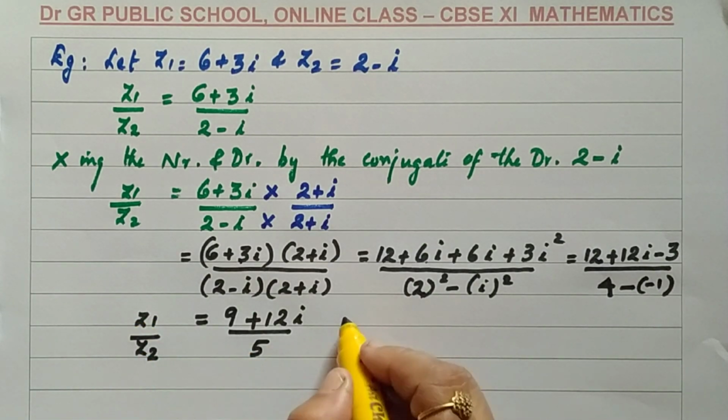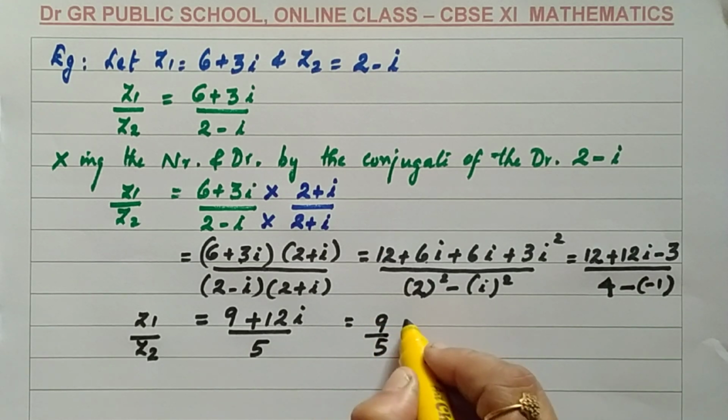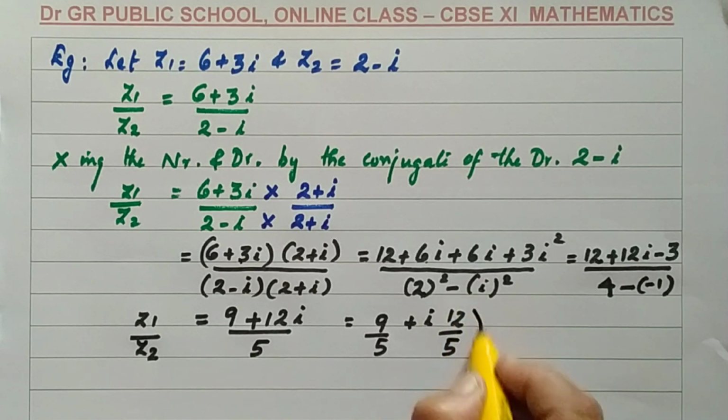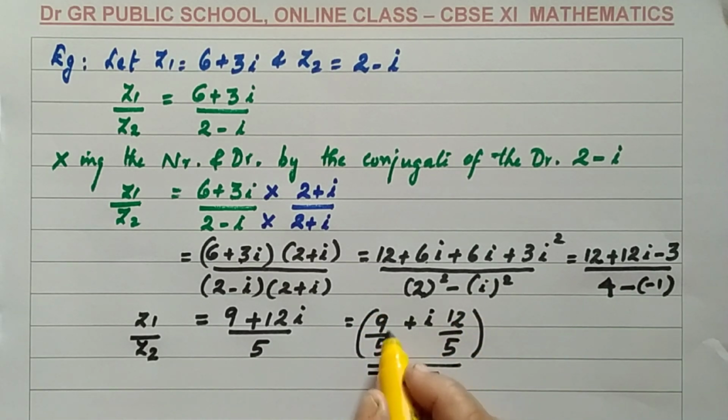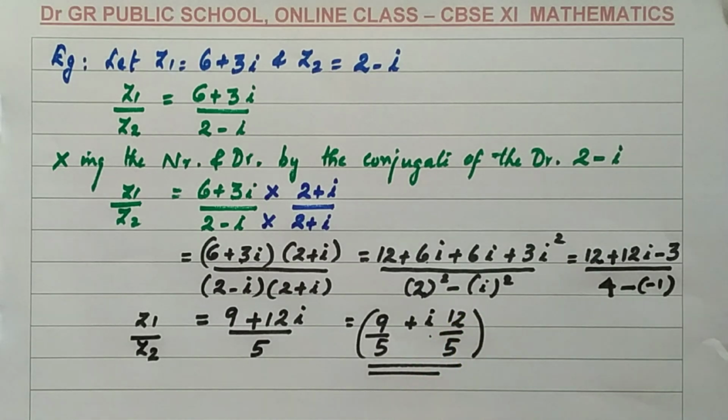If you want, you can write like this also, which is equal to 9 by 5 plus i 12 by 5. Again a complex number having a real part as 9 by 5 and imaginary part as 12 by 5. So this is the procedure to find the division of two complex numbers.